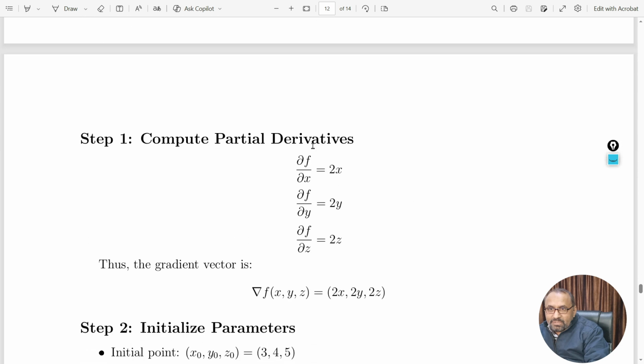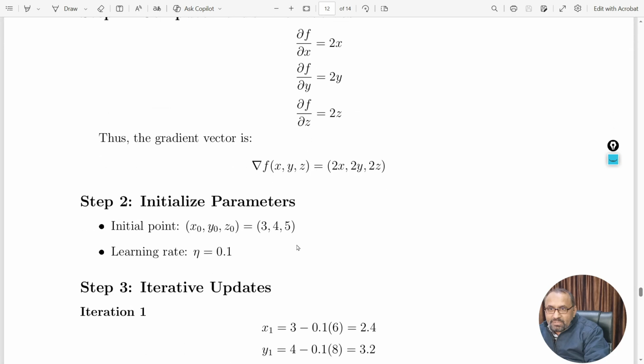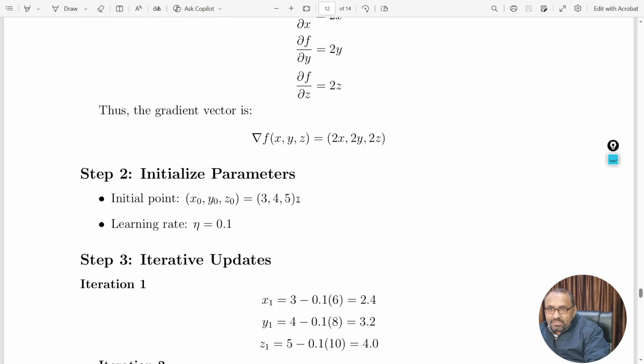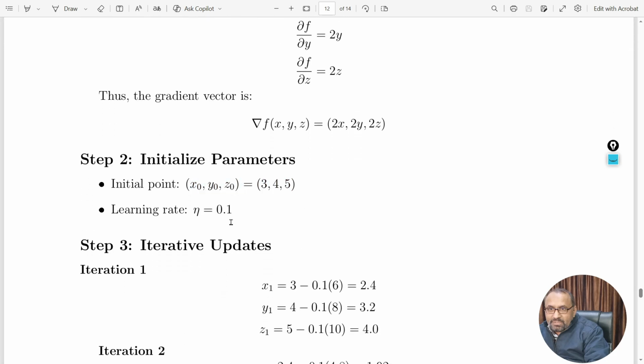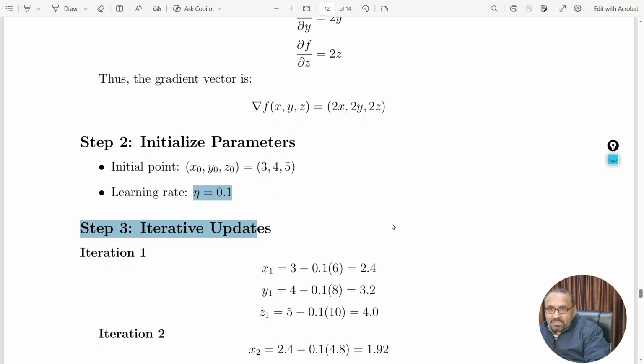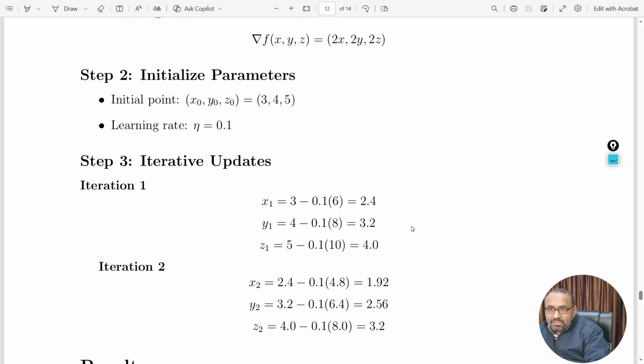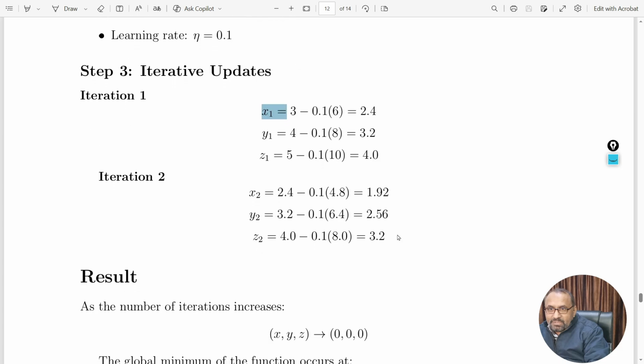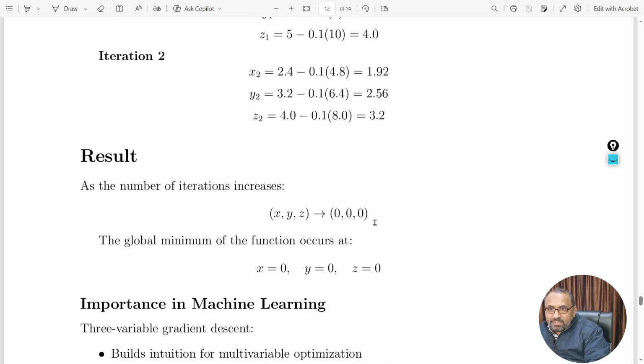First we will take the partial derivative with respect to x, y and z, and this is the gradient vector. Then we will choose the initial point, and eta is 0.1, and as we did in the previous 2 examples, here we will update the values by using the iterative updates. So this is x1, y1 and z1. The values are updated similarly in iteration 2, and the result x, y, z will approach 0.